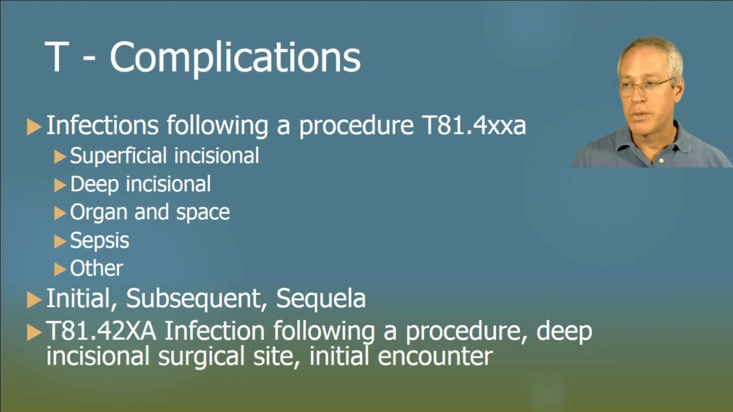Also in the T chapter, complications. This should look familiar as your obstetric incision. Also, same exact choice as superficial, deep, organ in space, sepsis, or other. And naturally, you have an initial, subsequent, or sequela episode of care as your seventh character. And an example of that, T81.42XA. Infection following a procedure, deep incisional surgical site.